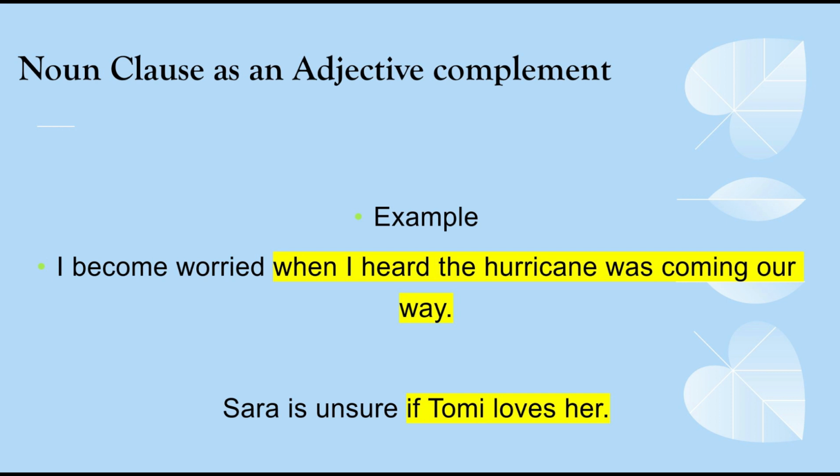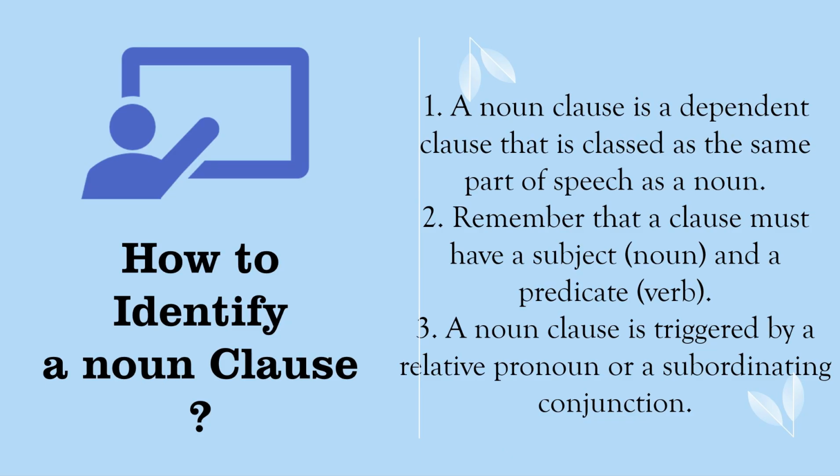Before we end our session about noun clause, here I want to tell you how to identify a noun clause. Number 1, a noun clause is a dependent clause that is classed as the same part of speech as a noun. Remember, a dependent clause is a clause that cannot make sense by itself. Number 2, remember that a clause must have a subject noun and a predicate verb. Number 3, a noun clause is triggered by a relative pronoun or a subordinating conjunction.